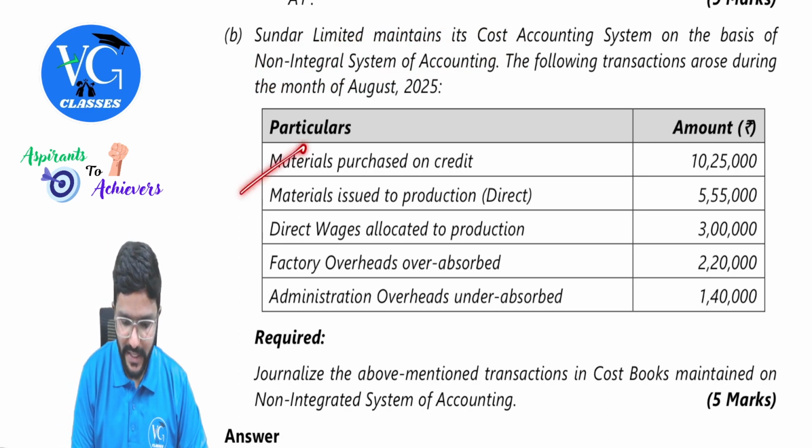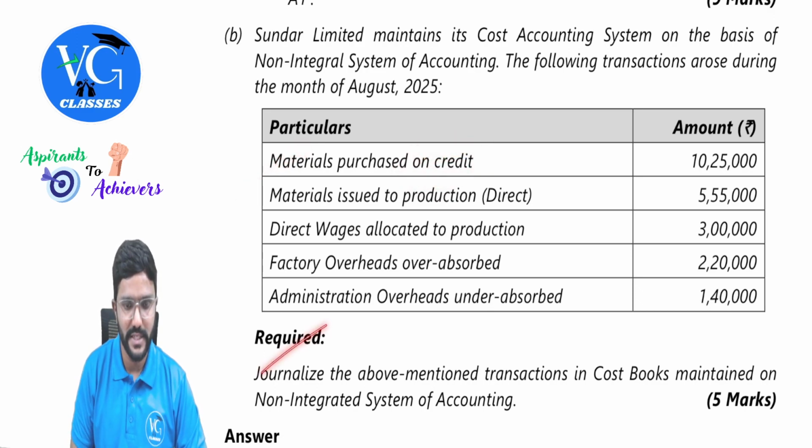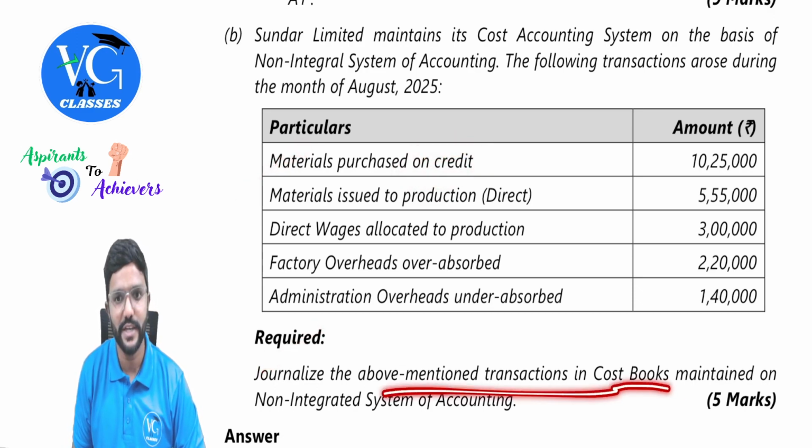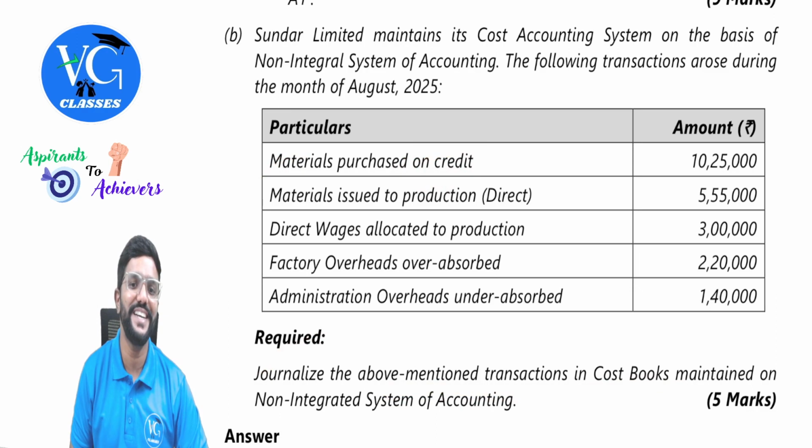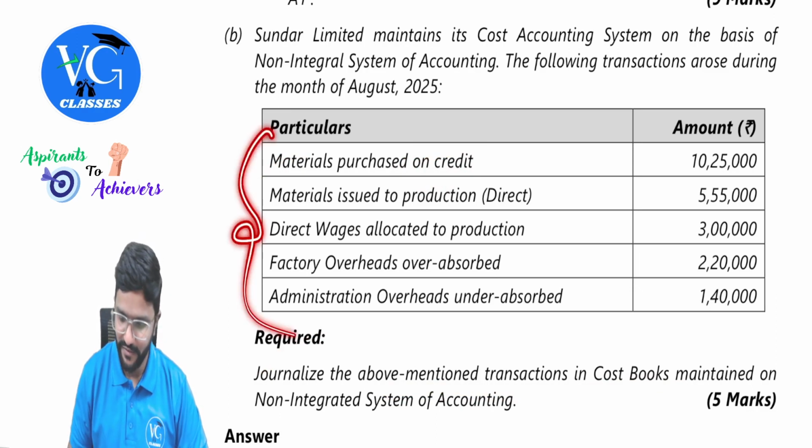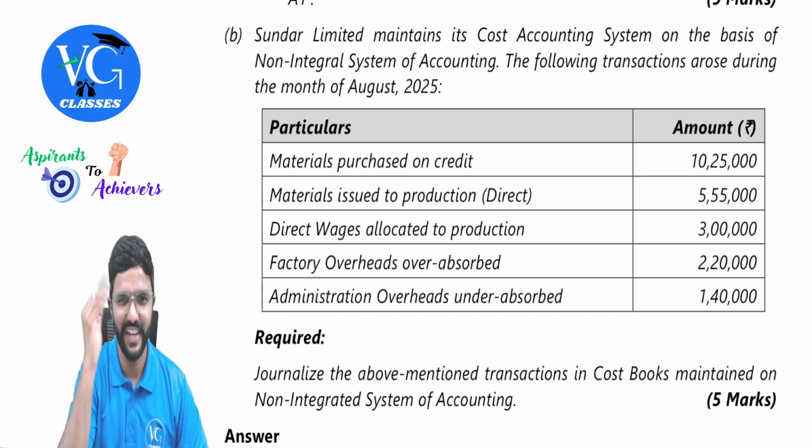Material purchased on credit. What is the requirement? Journalize the above mentioned transactions in cost books maintained on non-integrated system of accounting, guys. So they have given 5 transactions, 5 marks. Very easy. Very easy.